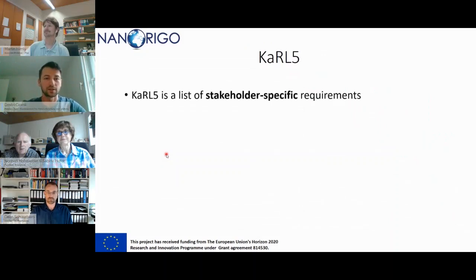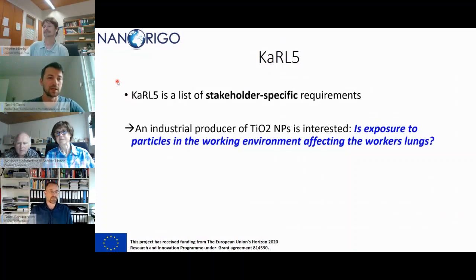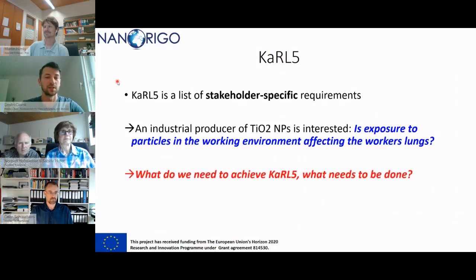So now, to visualize the KaRLs, KaRL 5, as I mentioned before, is a list of stakeholder specific requirements. An industrial producer, for example, produces titanium dioxide, and he's interested whether exposure to particles in the working environment is affecting workers' lungs. So this example has already been in the KaRL presentation. And now, what do we do to achieve this KaRL 5?